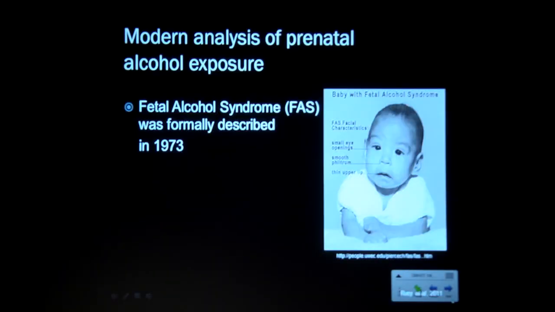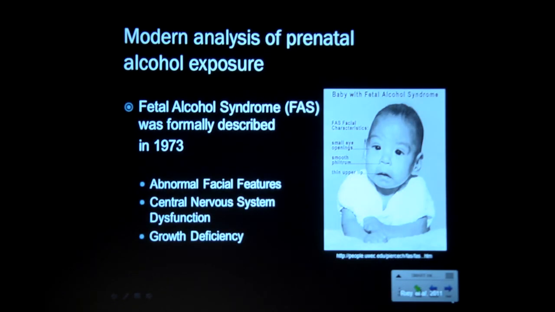It was in this year that two articles were published, both of which together described three diagnostic features of fetal alcohol syndrome. Many of the children with fetal alcohol syndrome had abnormal facial features, as you see in this picture. Many have small eye openings, a smooth upper lip, and they're missing the ridges above their upper lip. In addition, children with fetal alcohol syndrome often have central nervous system dysfunctions as well as growth deficiencies.